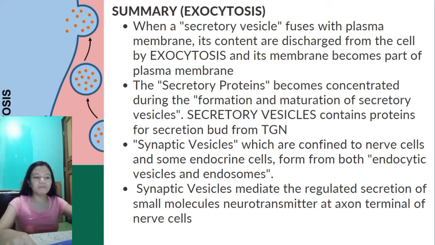So, yung mga secretory proteins naman is nagiging concentrated sila kapag nagkakaroon ng formation and then maturation sa mga secretory vesicles. Okay, secretory vesicles is nagko-contain sila ng mga proteins for secretion bud from the trans-Golgi network. And then yung mga synaptic vesicles naman, which are confined to nerve cells and some endocrine cells, formed from both endocytic vesicles and endosomes. So synaptic vesicles is nabubuo sila from both endocytic vesicles and then endosomes. And then, synaptic vesicles is siya naman din yung nagmemediate ng regulated secretion of small molecules, neurotransmitter at axon terminal of nerve cells.